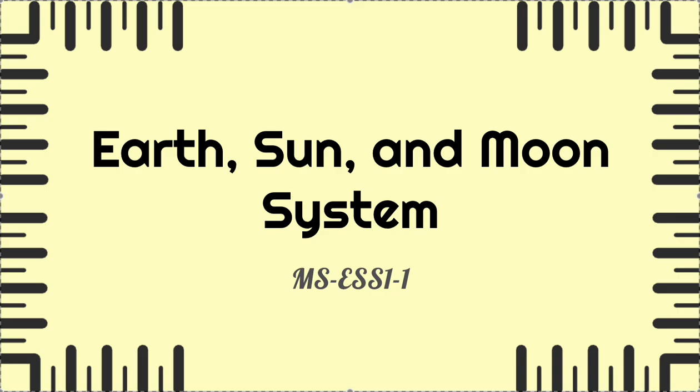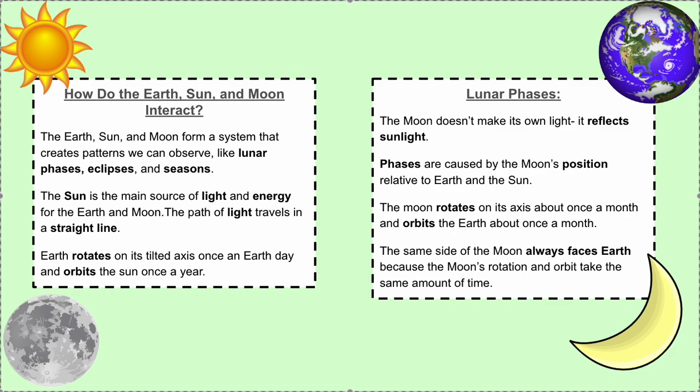Let's talk about the Earth, Sun, and Moon system. Today, we're diving into the dynamic relationship between the Earth, Moon, and Sun, and how their motions create patterns like lunar phases, eclipses, and the seasons. Let's explore how this cosmic system works and how it affects life on Earth.